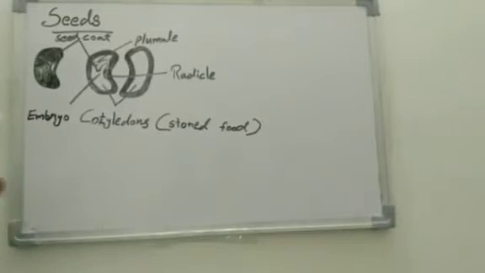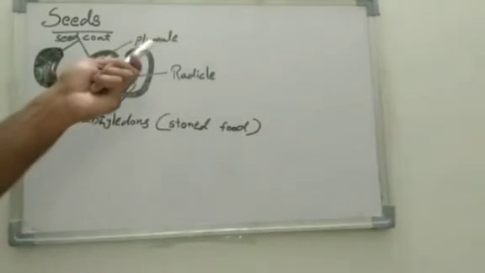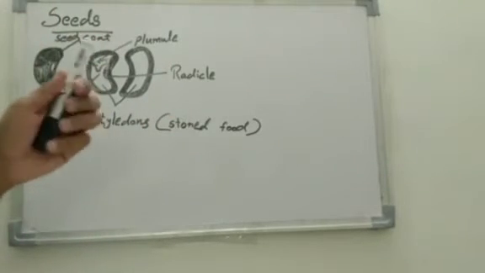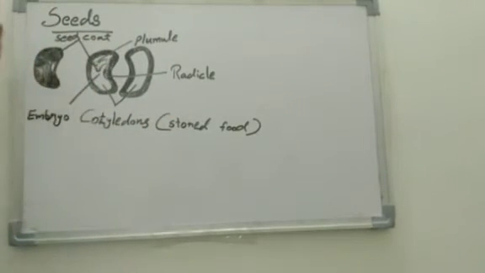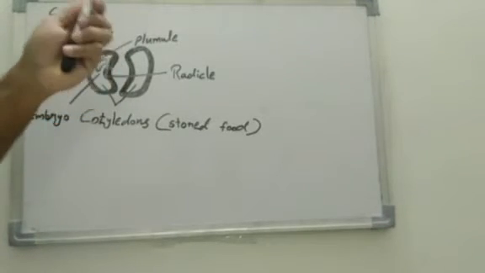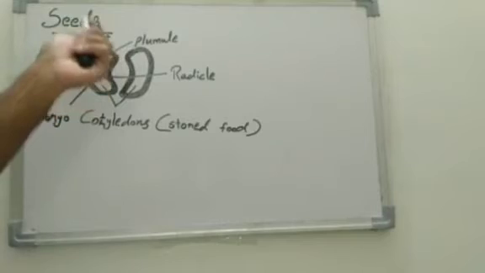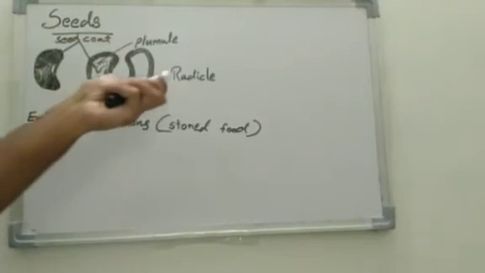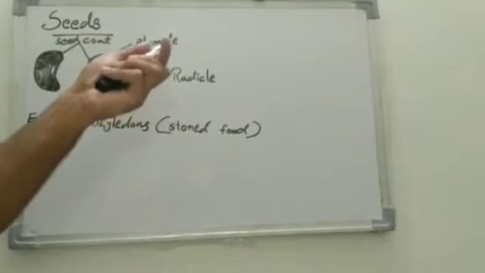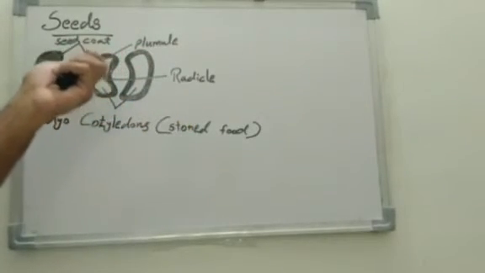The embryo has two parts, a plumule and a radicle. The plumule of the seed is the shoot system of the seed. It grows upwards. Then the radicle. The radicle is the root system of the seed. It grows downwards.